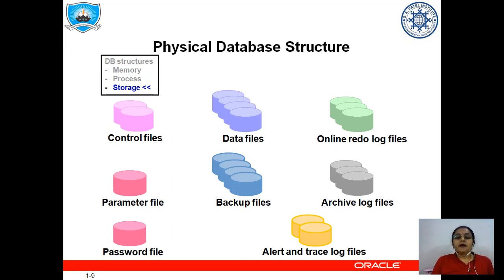Now let's talk about online redo log files. So these are all the redo log files. By default Oracle creates 3 redo log files, like redo log 0, 1 and 2. They are used in a circular manner, and all the transaction logs are stored in these files. Now if we talk about the parameter file, it is a miniature of the control file.